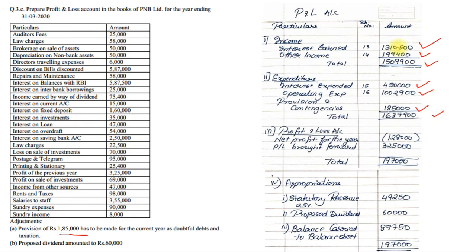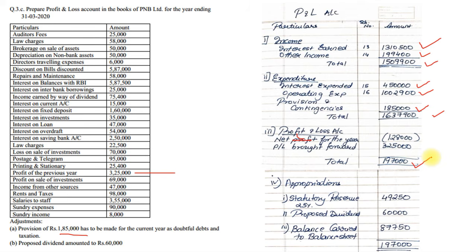So now income minus expenditure. Income is less, expenses are more, so we'll get a loss. So it is net loss for the year, and the next is the profit and loss account. We'll have net loss for the year, 1,28,000. Second is profit and loss brought forward. There is a profit and loss opening balance, which was 3,25,000. So we noted down 1,28,000 negative plus 3,25,000 will give you positive 1,97,000. That is basically the profit and loss.